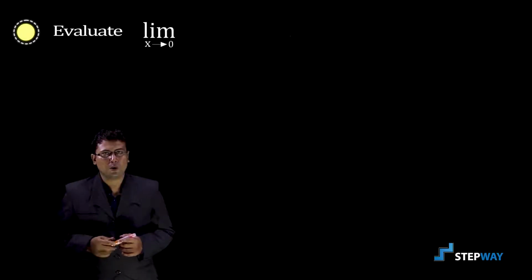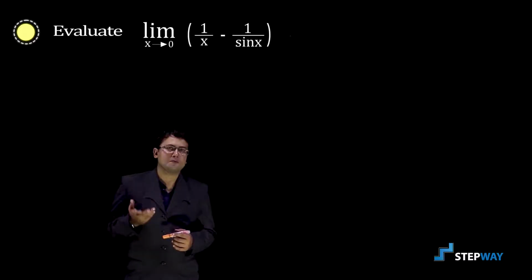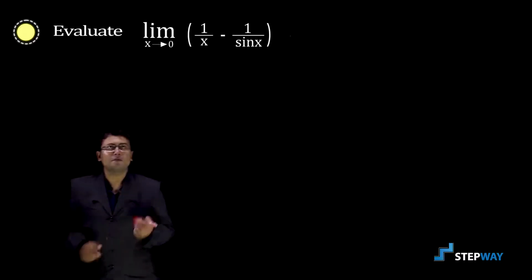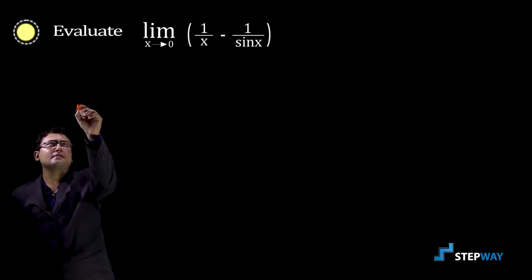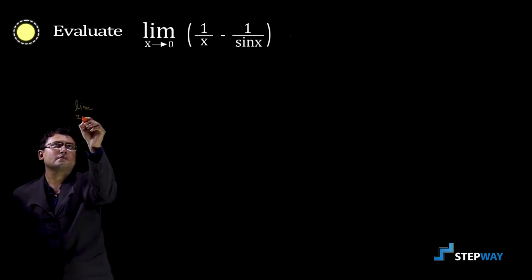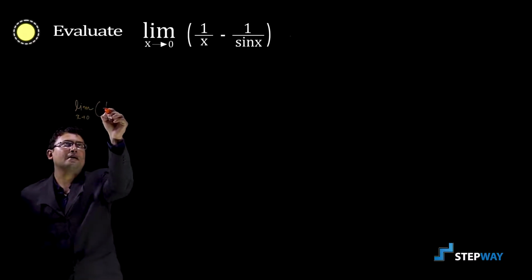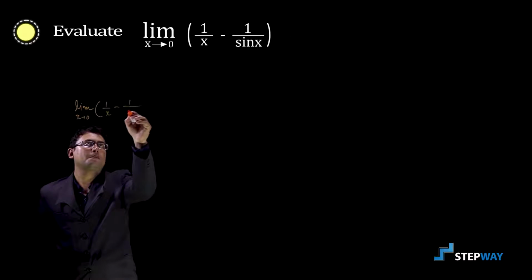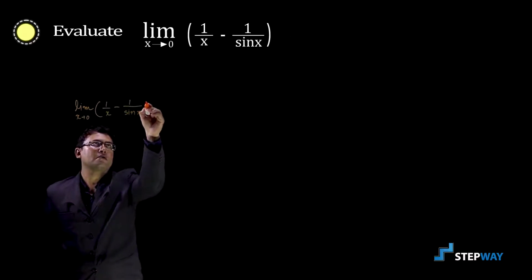Let us discuss one more example of indeterminate form of the type infinite minus infinite. Example, evaluate limit x tends to 0, 1 upon x minus 1 upon sin x. We have limit x tends to 0, 1 upon x minus 1 upon sin x.